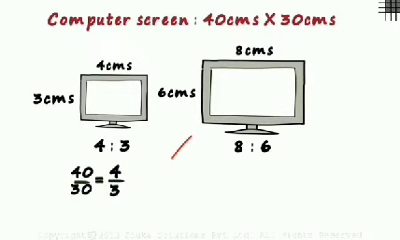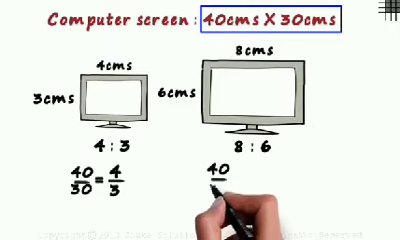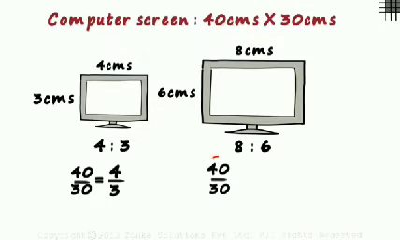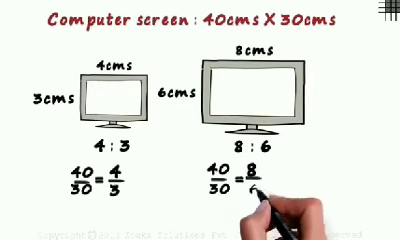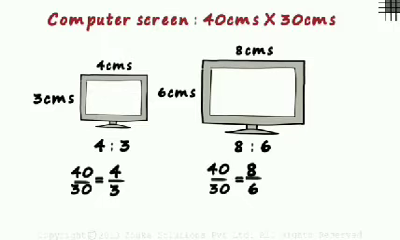Now let's look at the second case of 8/6. The ratio of the actual screen was 40 by 30. If both the numerator and the denominator are divided by 5, we get an equivalent ratio of 8/6. 40 divided by 5 equals 8 and 30 divided by 5 equals 6. What did you notice in this example? What are we trying to maintain? We are trying to maintain the same ratio.